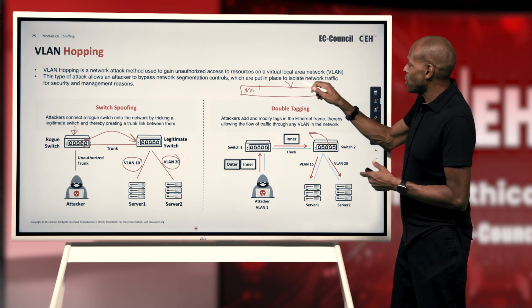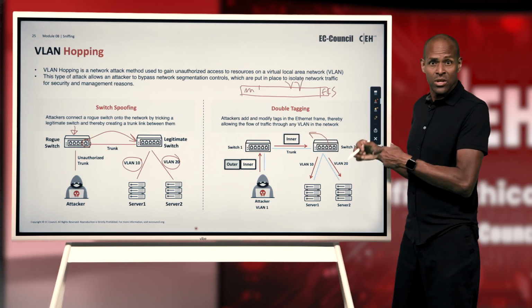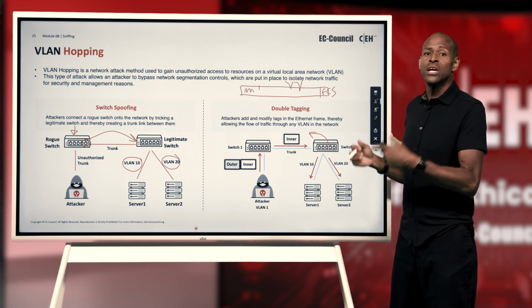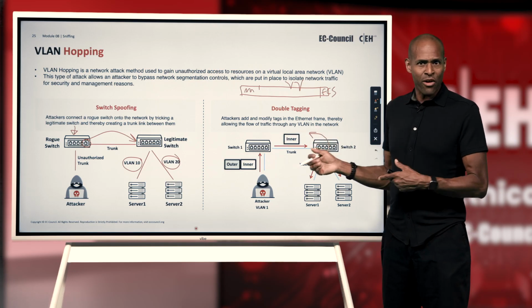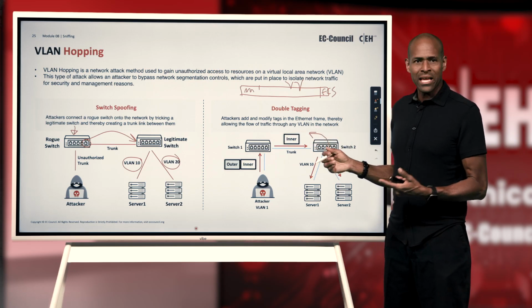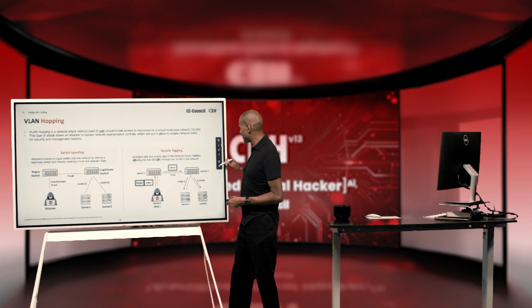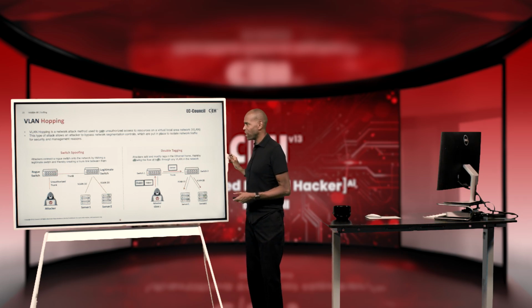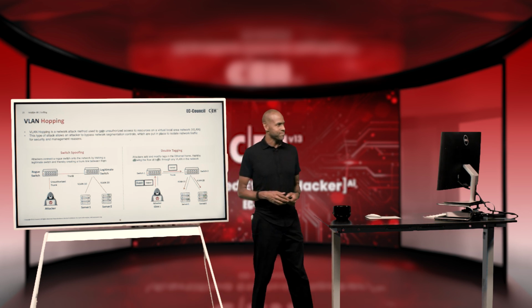What I can do though is there's still enough space that there's software and tools I can use to double tag it. Now I'm able to have an inner and outer tag, and I can get on two different VLANs. That's actually a pretty cool tool that we can use to get more information than we should.